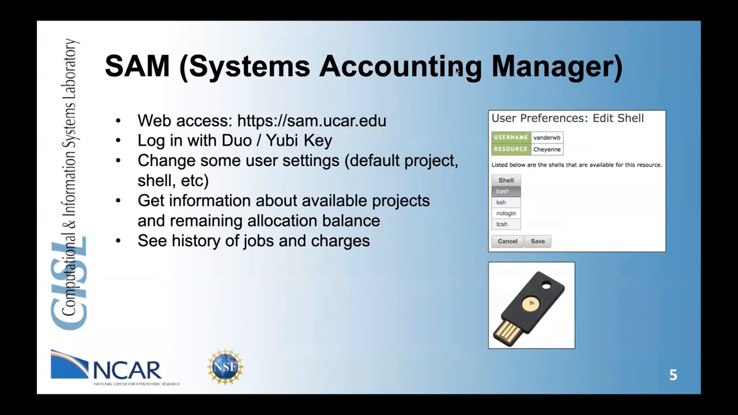And then probably the most interesting thing you'll learn from SAM is the amount of computing you have left, basically the amount of core hours you have in your allocation. You can see a list of the jobs you have run and how many core hours it took to run a certain job. And you can also get the balance and see how much you have left.